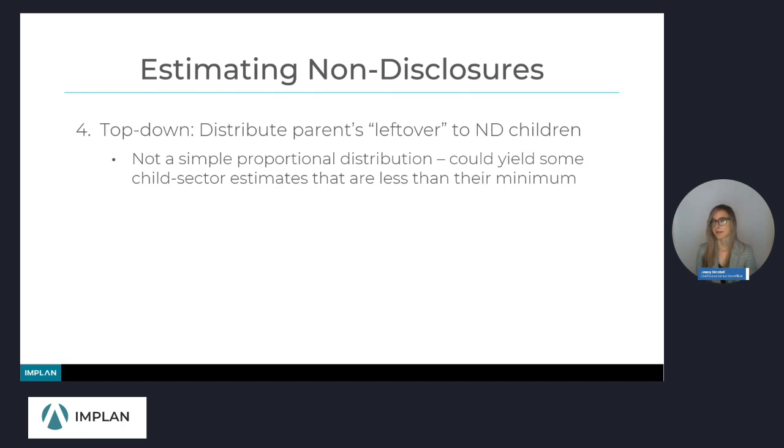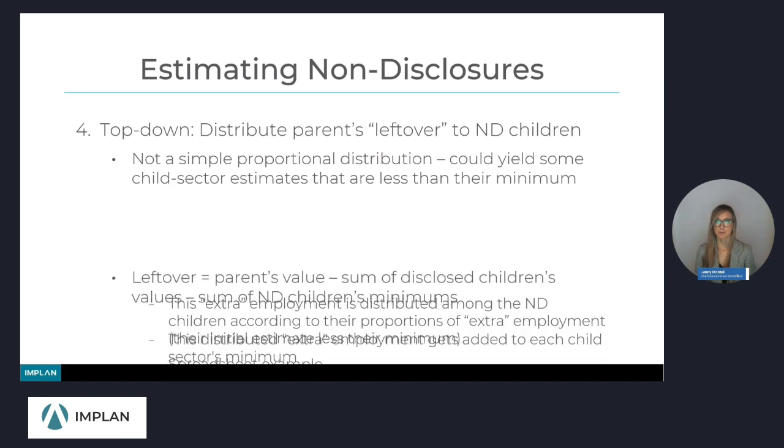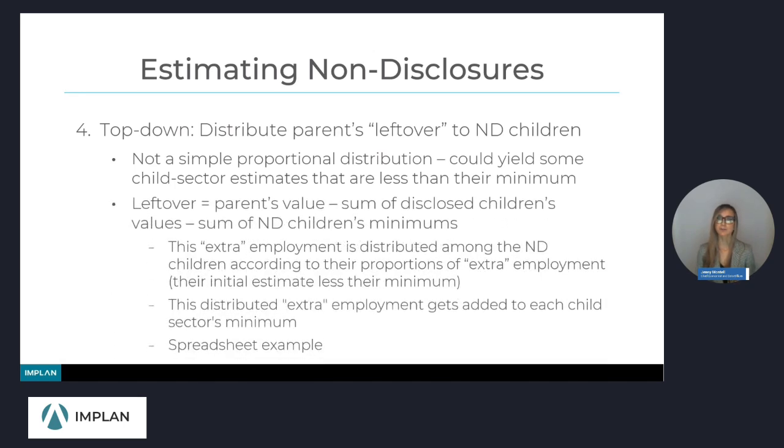Instead, here we have to pay attention once again to minimum values. So we're distributing the parents' leftover, and the leftover value is the parent's value minus the sum of disclosed children's values, because we don't change disclosed values. So we can't distribute those disclosed children's values to anybody else. They've got to keep their value. So it's the parent value minus the sum of disclosed children minus the sum of the non-disclosed children's minimums.